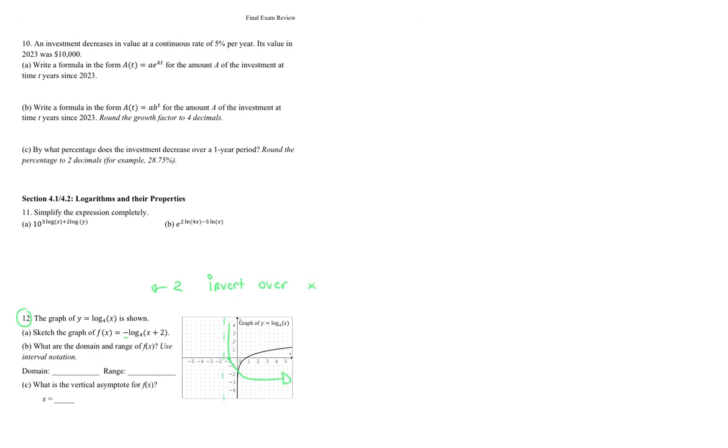Now, what are the domain and range? So our domain obviously is starting at negative 2. I'm sorry, this is going to be with a parenthesis because it never hits negative 2. But then it goes on forever to infinity. And our range is just going to be negative infinity to infinity. What is our vertical asymptote for f of x? We already went over that. It's just going to be negative 2.